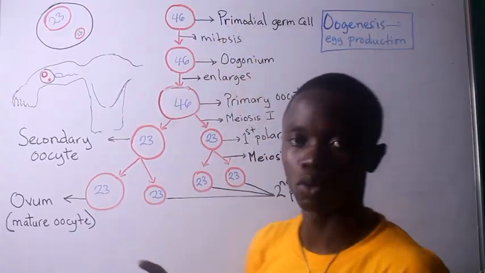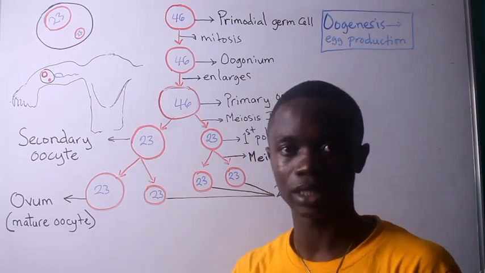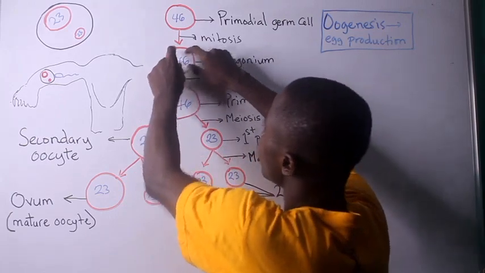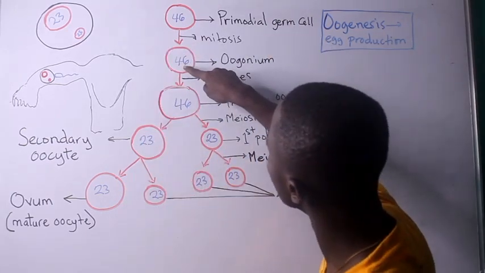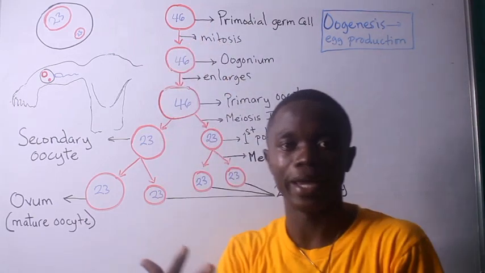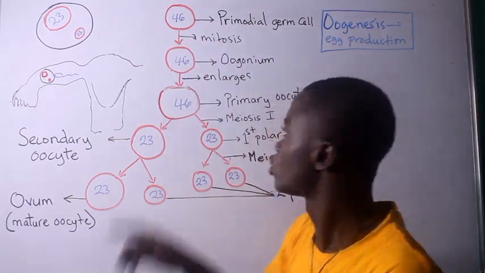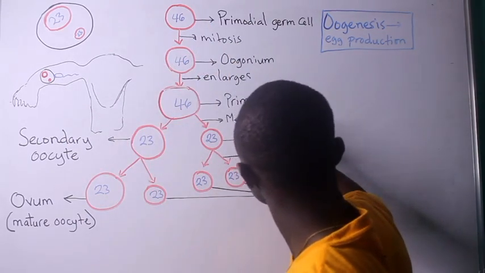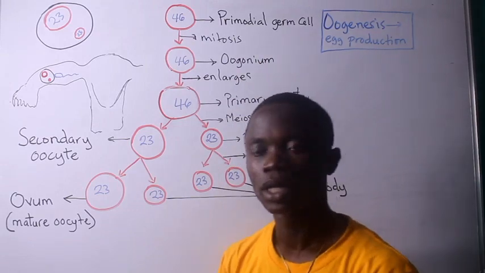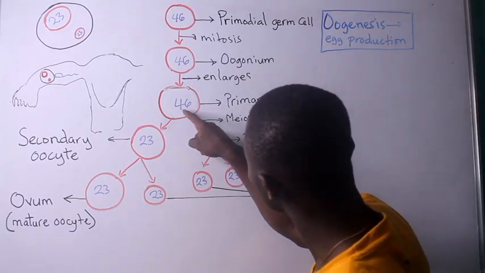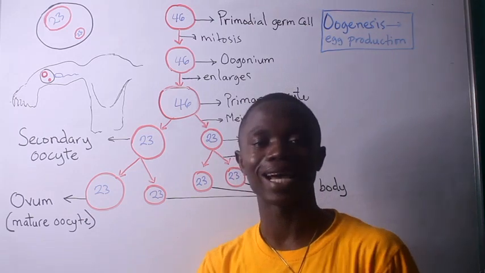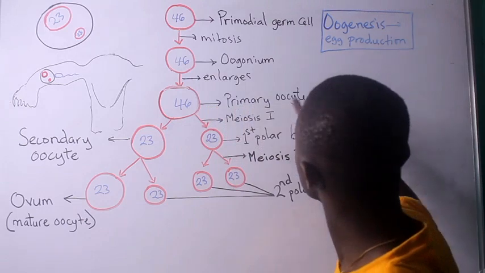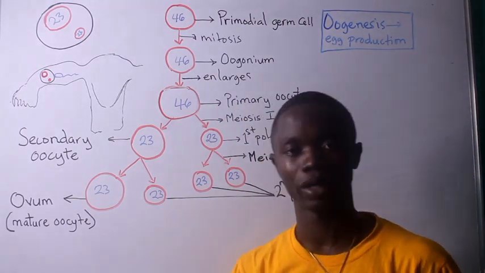You take a primordial germ cell and divide it, and it gives you a series of oogonia. Now, we're just using one of the oogonia because we're following the process of oogenesis. There are so many oogonia produced, but we're representing them by a single oogonium. Some of them will degenerate, while some will enlarge and get bigger. Those that get bigger will produce something called the primary oocyte. The primary oocyte also has 46 chromosomes, which means at this stage meiosis has not yet started.